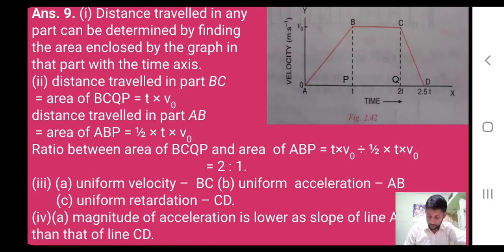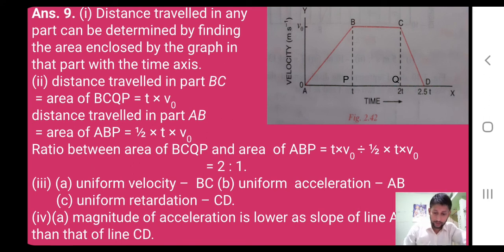Now the third part: which part of the graph shows motion with uniform velocity, uniform acceleration and uniform retardation. We know that if the line is parallel to the time axis, it is uniform velocity. If it is inclined to the time axis in the upward direction, then it is uniform acceleration, and if it is coming downwards, then it is called uniform retardation. So here uniform velocity is part BC, uniform acceleration is part AB and uniform retardation is part CD.